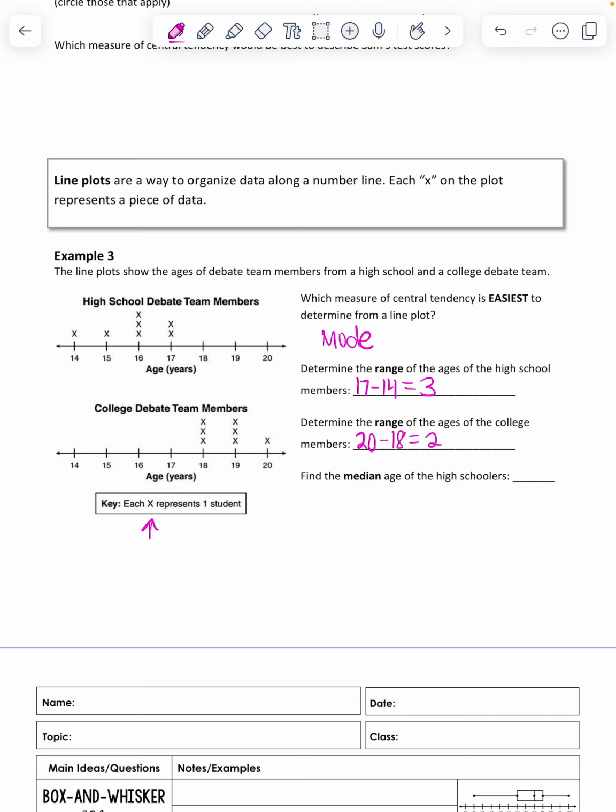And then find the median age of the high schoolers. My suggestion would be actually to write out the numbers rather than try to leave it in its actual line plot form, just because it can get kind of confusing to find the middle when you leave it there. But when we're finding the median age here, we've got 1, 2, 3, 4, 5, 6, 7. So we're going to have exactly a middle. The median age would be 16.